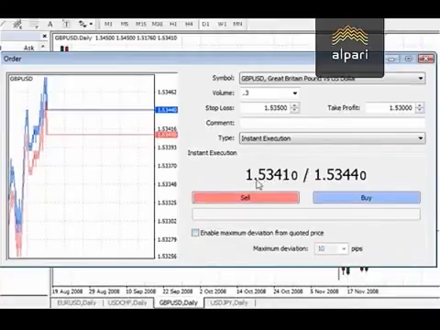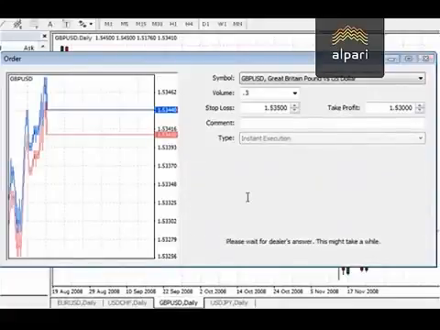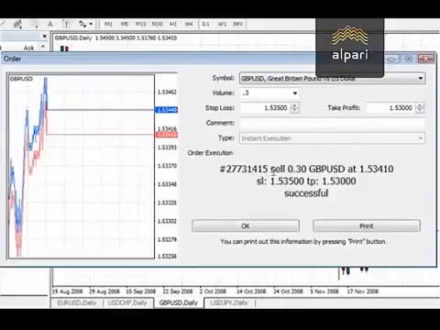So for example, we're going to look at our sell price. I'm going to click the sell button and we'll look at our fill price. And there we go. We sold a third, or 0.3 of a full lot, so 3 mini lots of the pound dollar at 1.5341. We can click OK. We can also print an order confirmation if you wish.